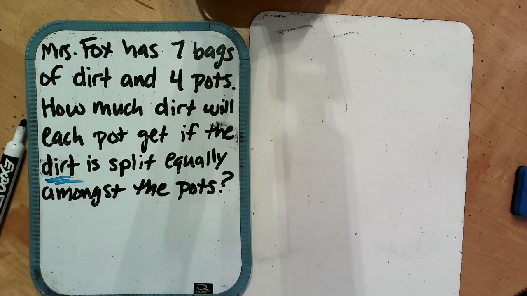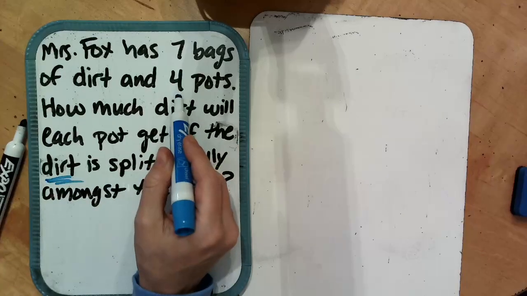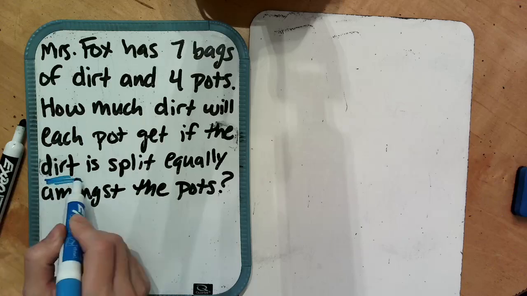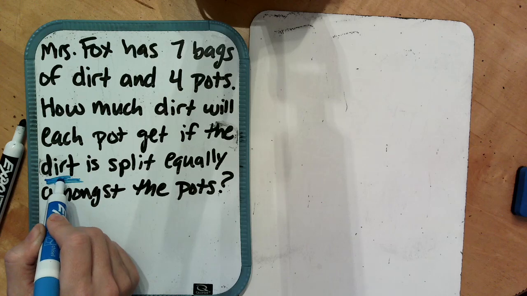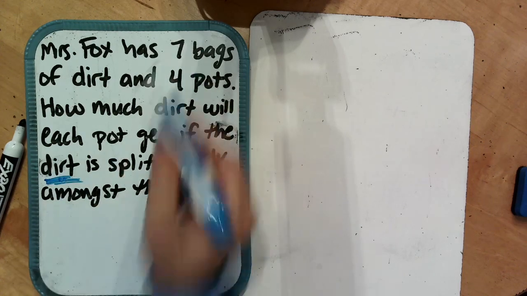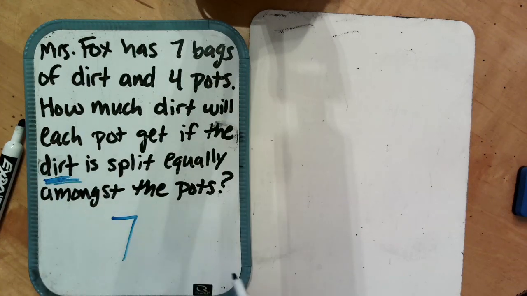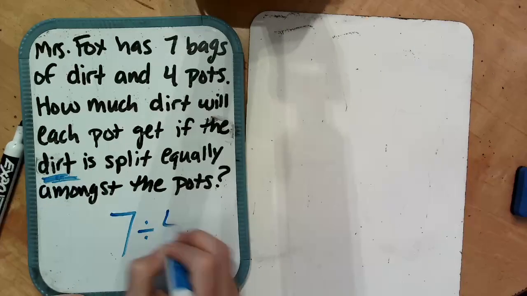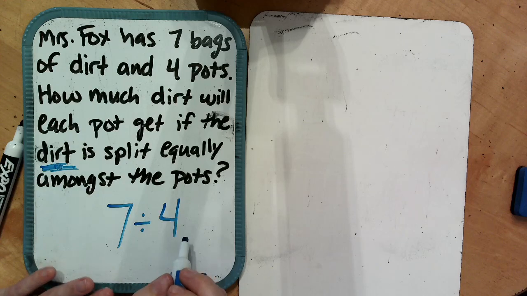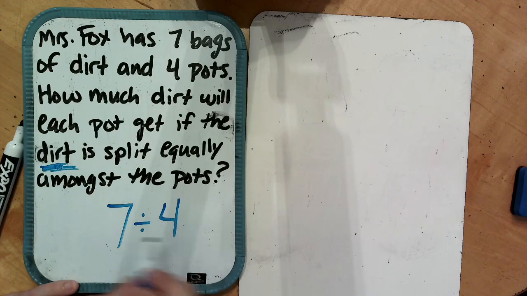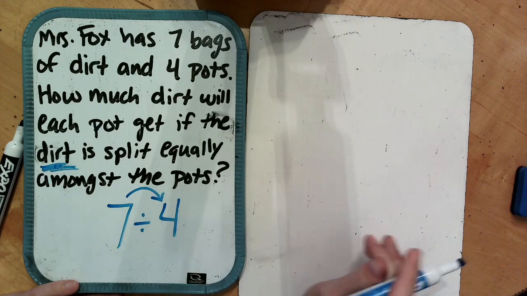Yes, I could draw it. I have a total of 7 bags, though. I have a total of 4 pots, but I don't care. I want to know about the dirt. The question is asking me how much dirt is split equally. So that's what I'm caring about here. I have 7 bags of dirt amongst 4 pots. I'm not breaking apart the pots. I'm not going to go buy a pot and then shatter it in half to spread it into the dirt. No, I'm going to take my bags of dirt and I'm going to distribute into 4 pots.